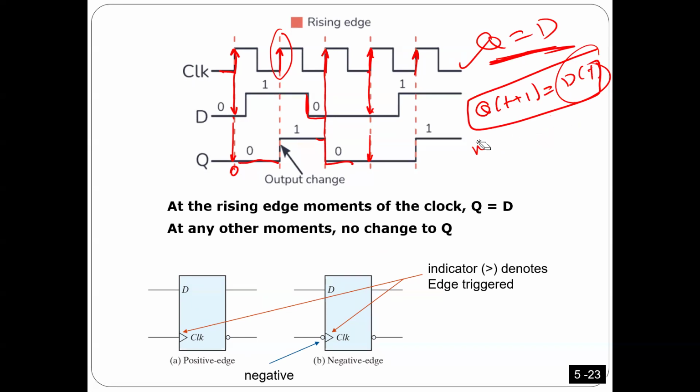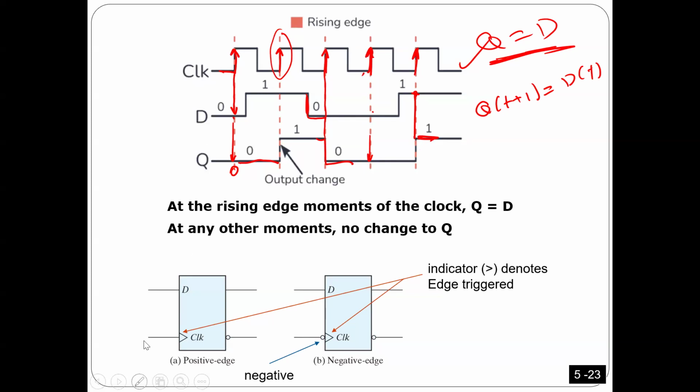Or let me be more accurate, because this is the way we are going to write it later. If you have an edge, whatever happens after the edge we call t+1, and whatever happens before the edge we call t. So whatever value is just before the edge here is D(t). Same thing here, as we see, guys. Here D is 1, so Q should be 1. Any questions?